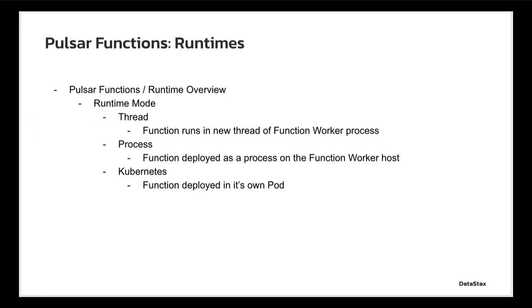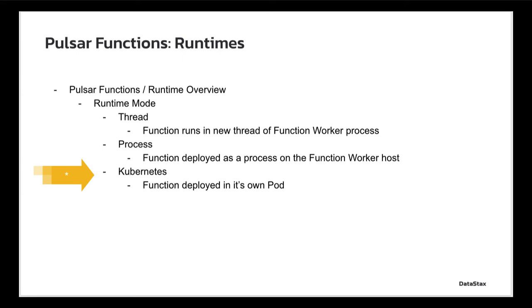Using this model, you run the risk of bringing down the function worker process itself if there are bugs in your function implementation. Next is the process runtime model, where functions are spawned as new processes on the function worker host. With the process model, you run the risk of having functions exhaust resources on the function worker host, which affect all other functions running on that host. Finally, using the Kubernetes model allows for the greatest separation of concern with functions deployed in their own Kubernetes pods.